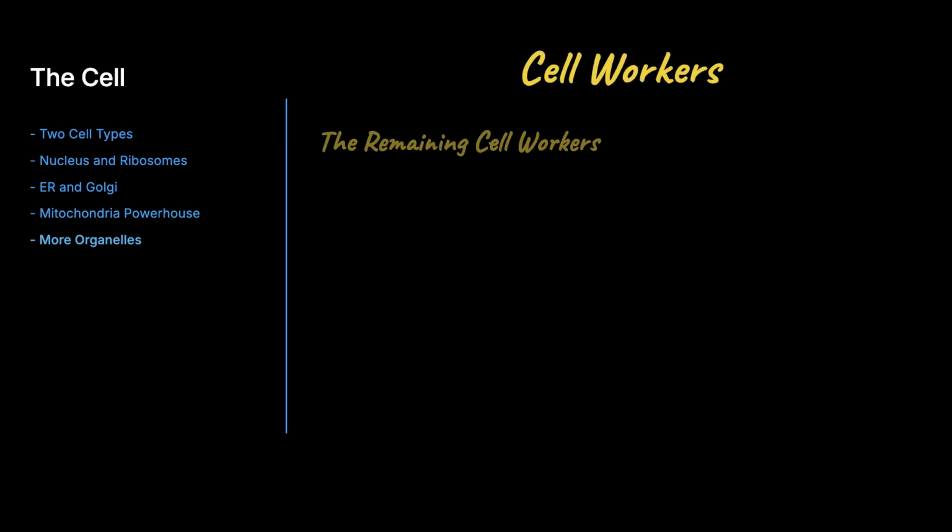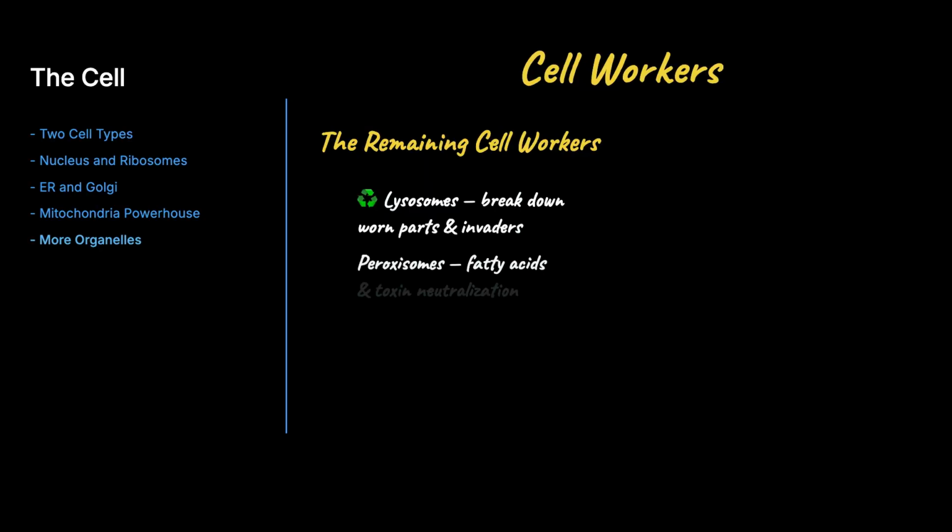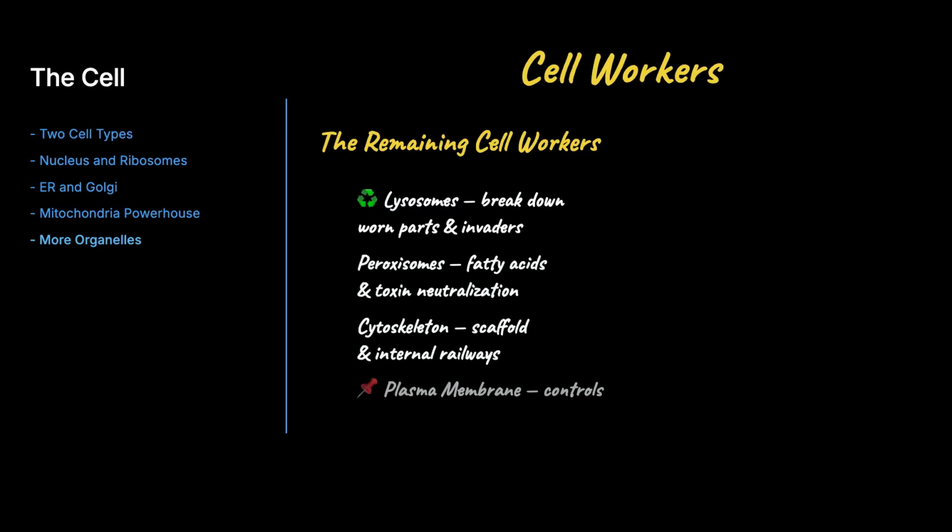A few more workers round out the team. Lysosomes are the recycling centers, full of enzymes that break down worn parts and invaders. Peroxisomes handle fatty acids and neutralize toxins. The cytoskeleton is a protein scaffold, giving the cell shape and acting as internal railways. And the plasma membrane wraps it all, deciding what enters and leaves.